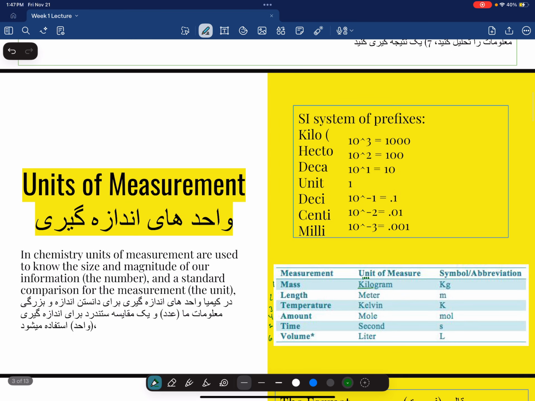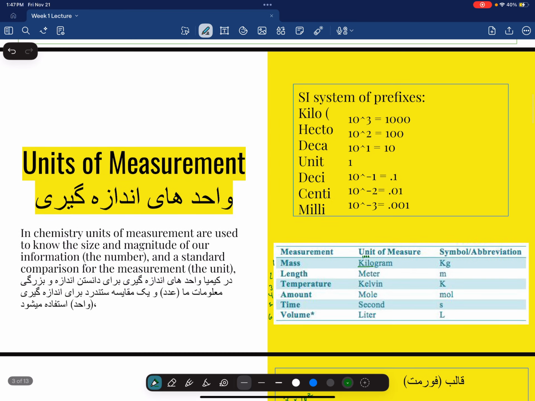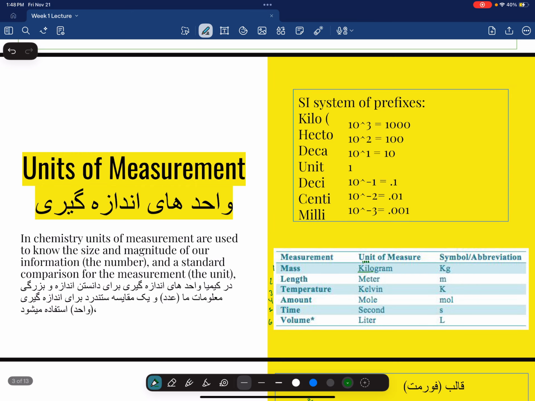The next thing that we're going to learn about is the units of measurements. In chemistry, units of measurements are used to know the size and magnitude of our information, and they give a standard comparison for the measurements. Magnitude is just how big or small something is.